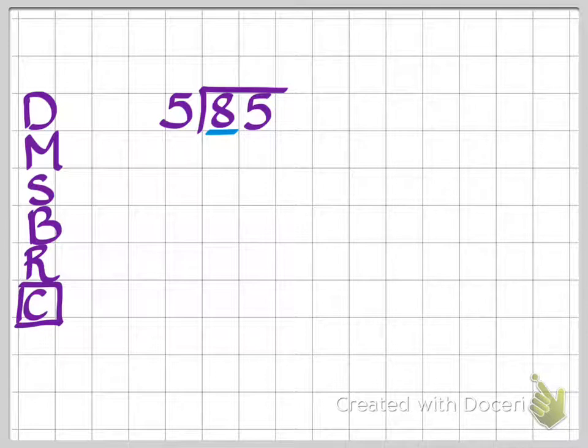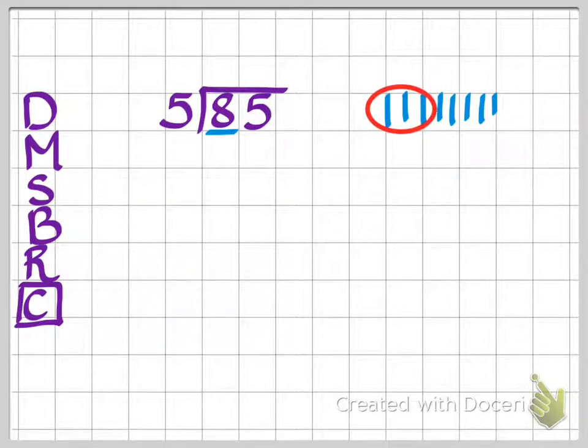So the first thing we need to do is ask ourselves, how many times does 5 go into 8? Now, if you're not sure, you can draw the 8 little tally marks and see how many groups of 5 you can make. So here we have 8 tally marks, and we're seeing how many 5s we can make. So we have 1, 2, 3, 4, 5. We have one group of 5. So the 1 goes above the 8 because 5 can go into 8 one time.